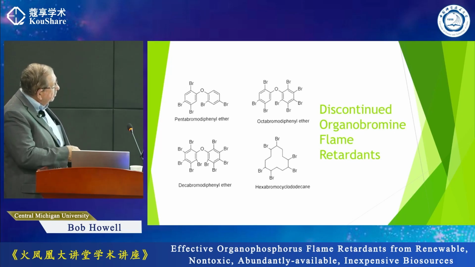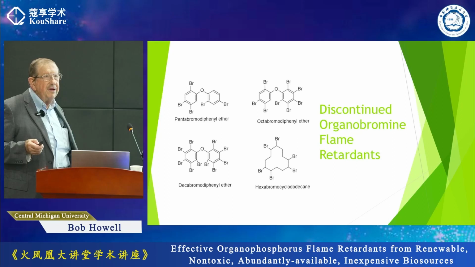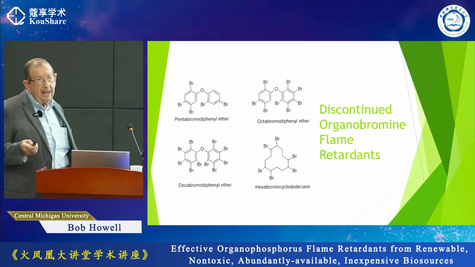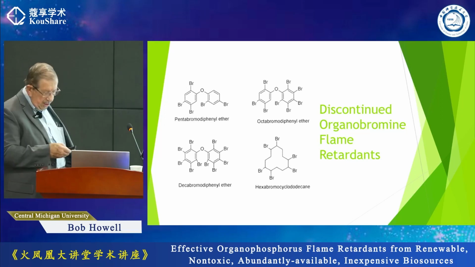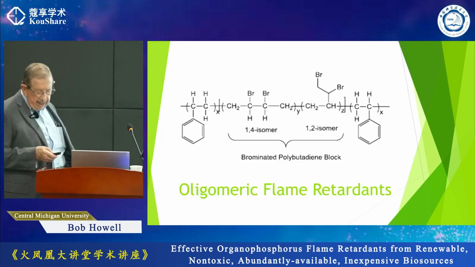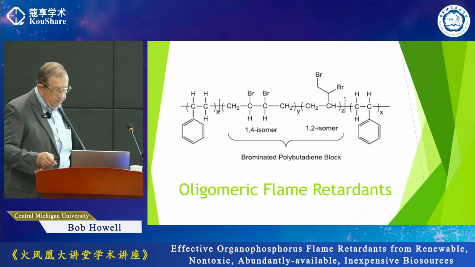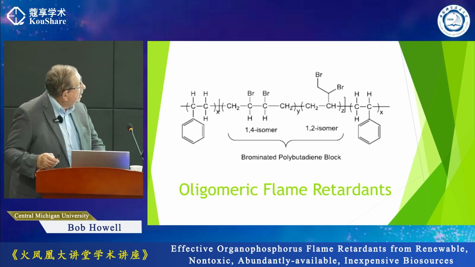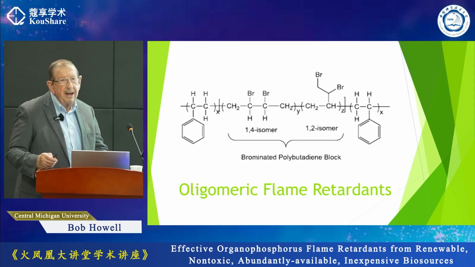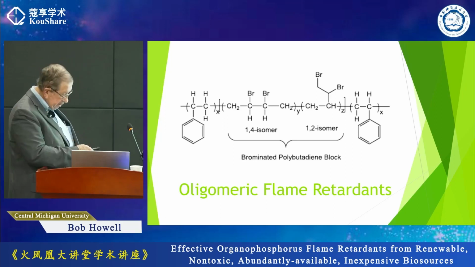Hexabromocyclododecane undergoes decomposition at a much lower temperature, but has been very effective for flame retarding polystyrene, particularly foam polystyrene. But it's no longer used for that purpose. What has replaced it in many applications is this oligomeric material. You can see that this is a copolymer of butadiene and styrene, and simply brominated. This was developed by Bruce King at Dow Chemical. It is now sold by most of the major flame retardant companies.